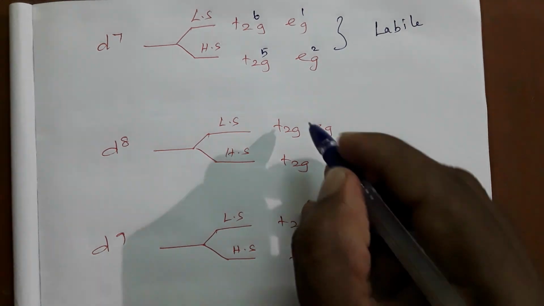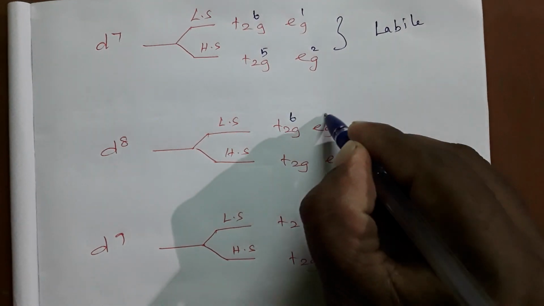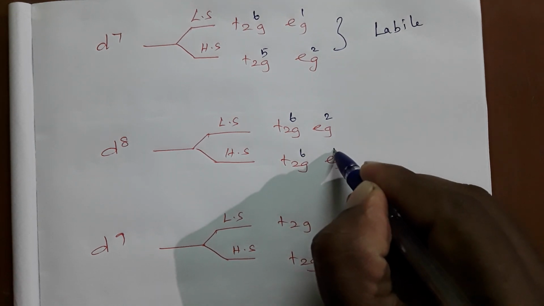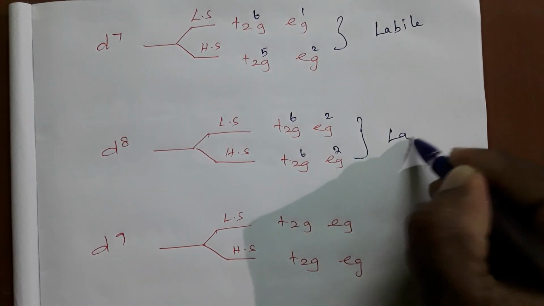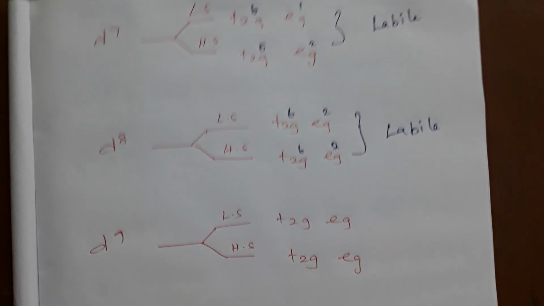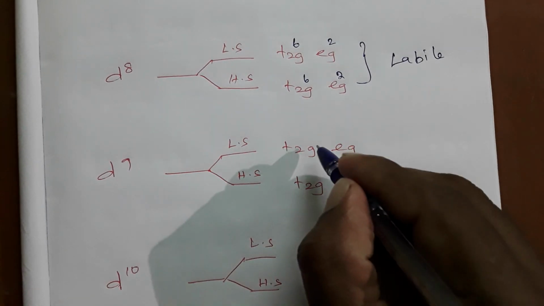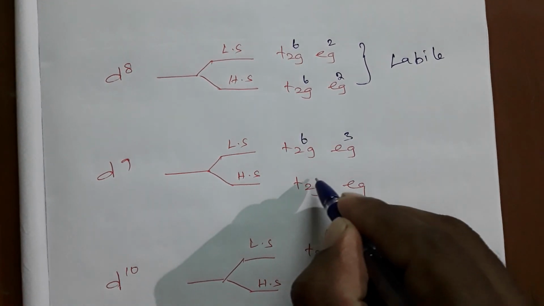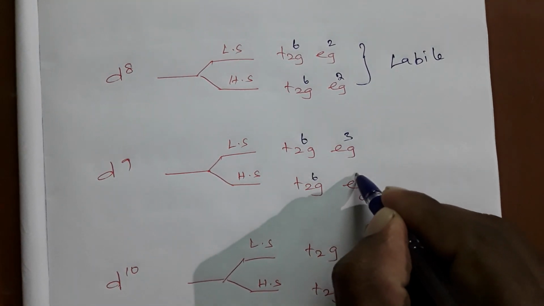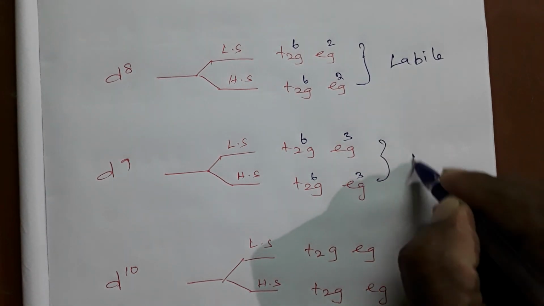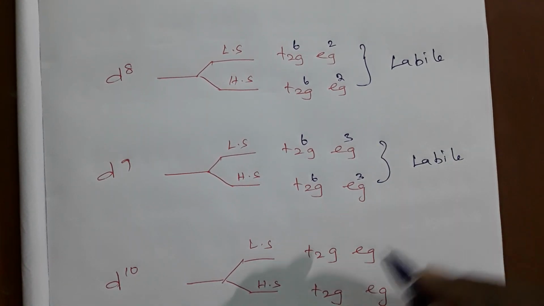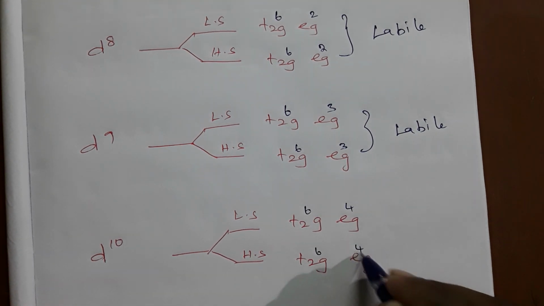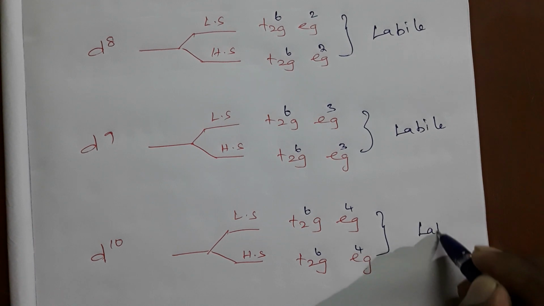For the d8, it is t2g 6, eg 2. The other is also t2g 6 and eg 2. These two are labile because electrons are present in the Eg set of orbitals. Now d9, it is t2g 6, eg 3, both the same. So these are labile. Same case for d10, t2g 6, eg 4 and t2g 6, eg 4. These are all labile complexes.